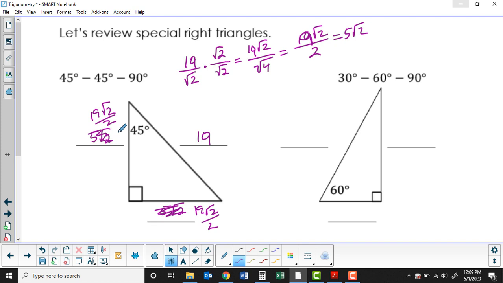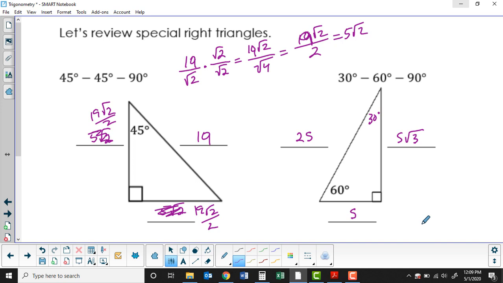And then finally, with 30, 60, 90 triangles, all right, if this is the 60-degree angle, this is the 30-degree angle. And the way this works is the side that's across from the 30 we call S. The hypotenuse is twice as long as that, so we call it 2S. And the side across from the 60-degree angle, or opposite the 60-degree angle, is called S square root of 3. So that's the relationship in those side lengths.